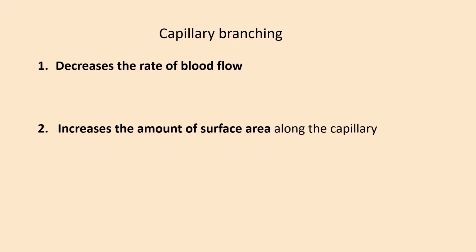Capillaries are more numerous than the other types of vessels in the body because that arteriole and that metarteriole branch into capillaries, and this branching serves two important purposes. Number one, it decreases the rate at which blood flows through the vessel. So blood flow through a capillary is much slower than through any other type of vessel. And I'll tell you more about that in a moment. The other important reason for capillary branching is that capillaries have far greater surface area than any other type of vessel in the body.